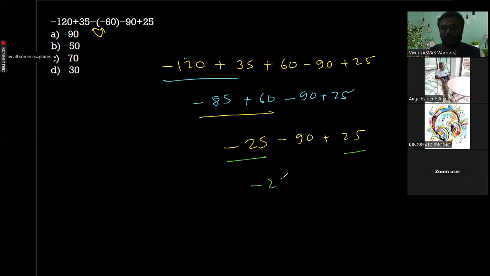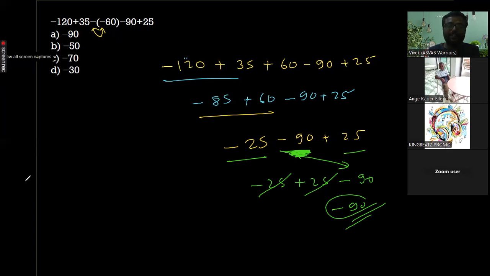That's the same thing: negative 25 plus 25 minus 90. You can just play around with the numbers, okay? But there is one thing that you need to remember. You need to play around with the sign on the left. Whatever sign this number has, it is having negative 90, so you'll have to move ahead with the negative sign. So this negative 25 plus 25 will become 0, and negative 90 will be your answer.